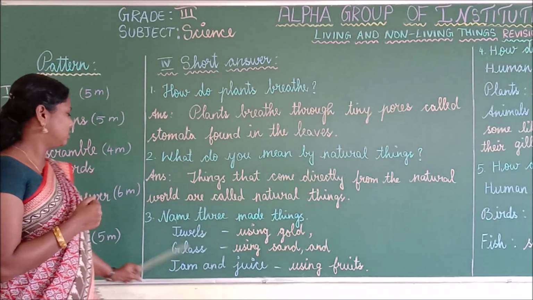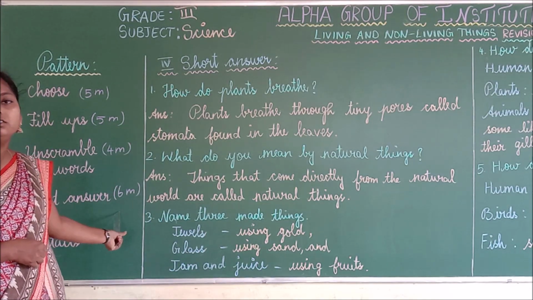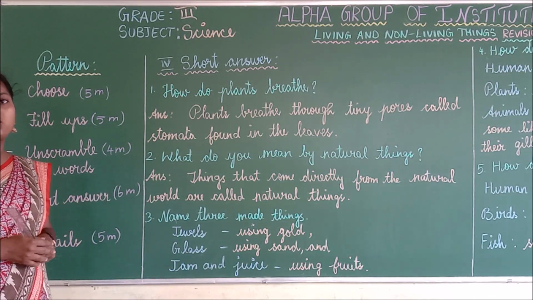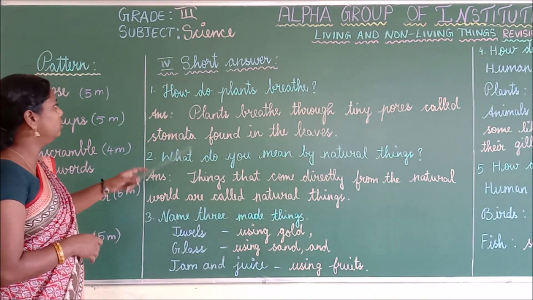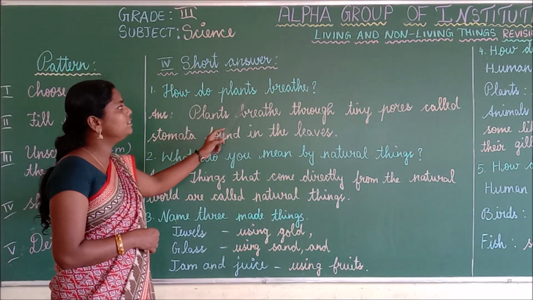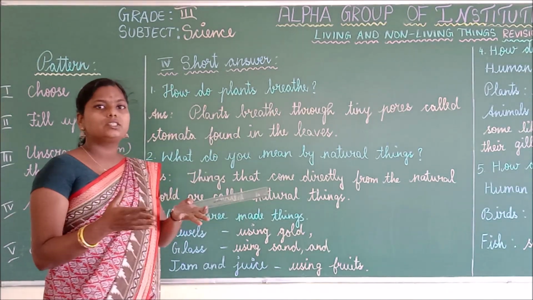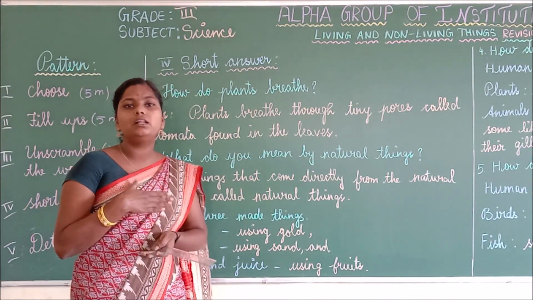3 twos are 6. So your short answers will be containing 6 marks. Shall we move on to the short answers? Part 4 short answers. Your first question, how do plants breathe? So what is this question asking you? How does a plant breathe?